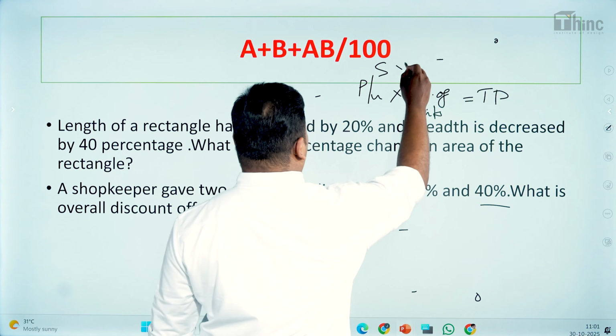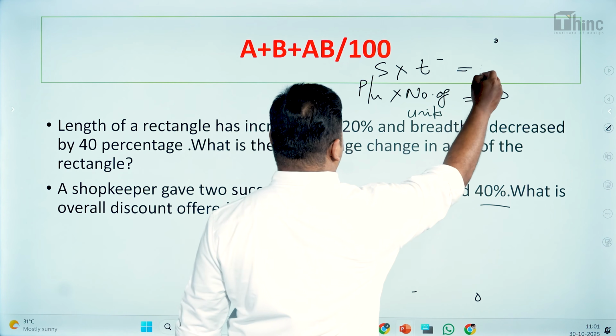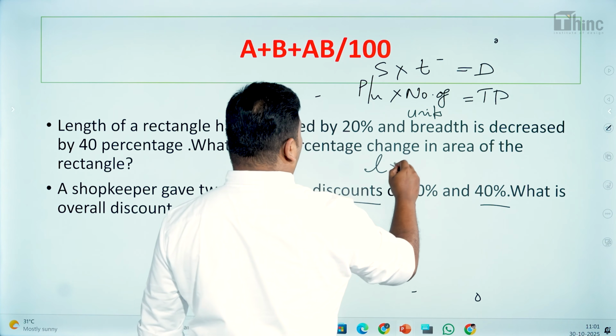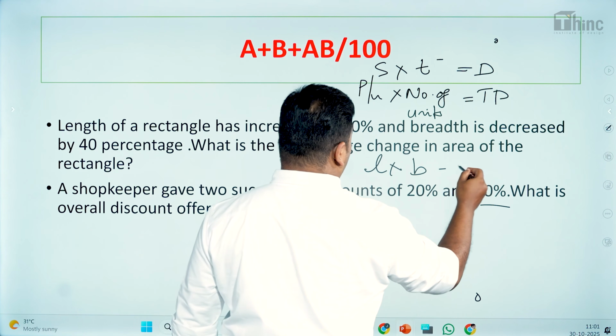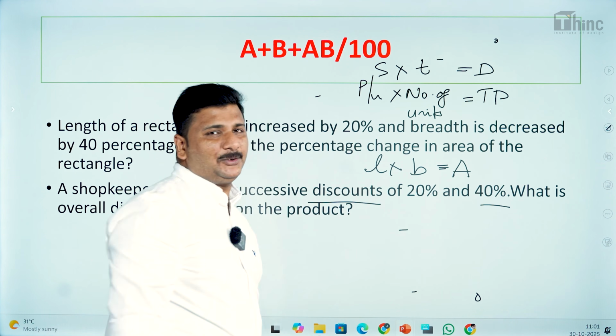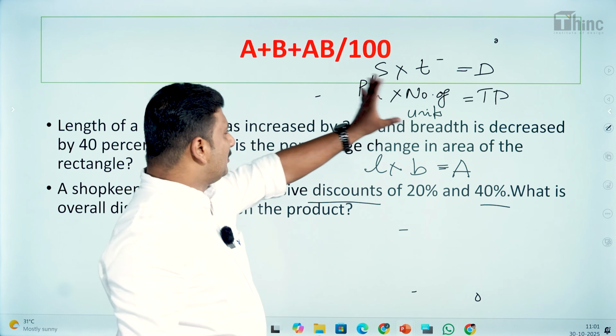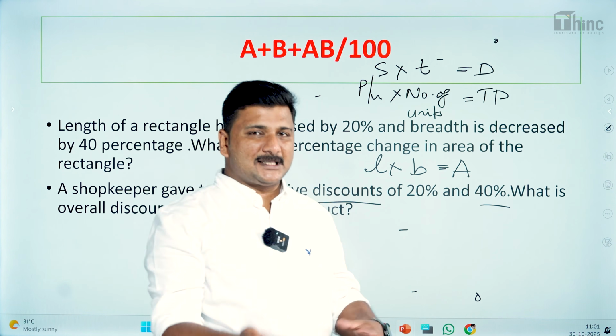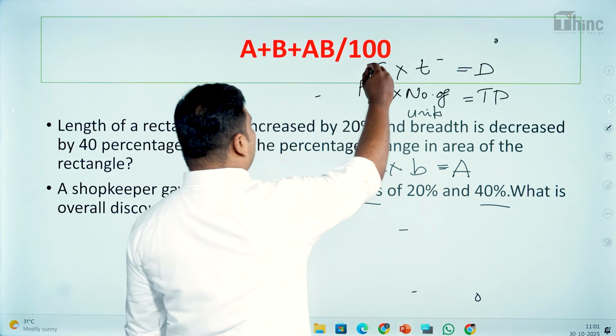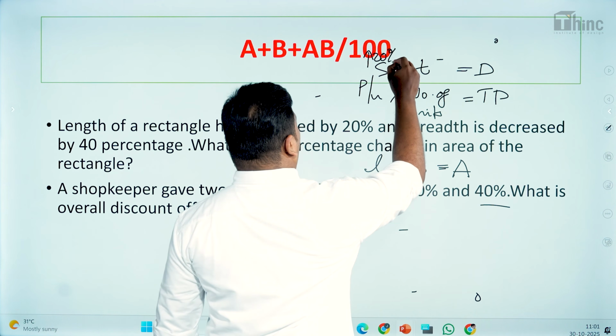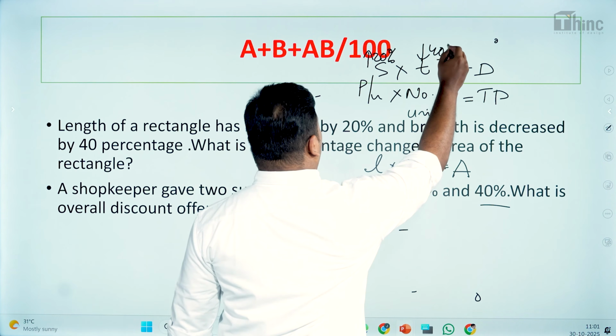Likewise, speed into time gives us distance. Length into breadth of a rectangle gives us the area of the rectangle. So these are all day-to-day life situations where you're multiplying two numbers, right? Now imagine the numbers being multiplied have a percentage change. So let's say speed is increased by 20% and time of travel is reduced by, let's say, 40%.